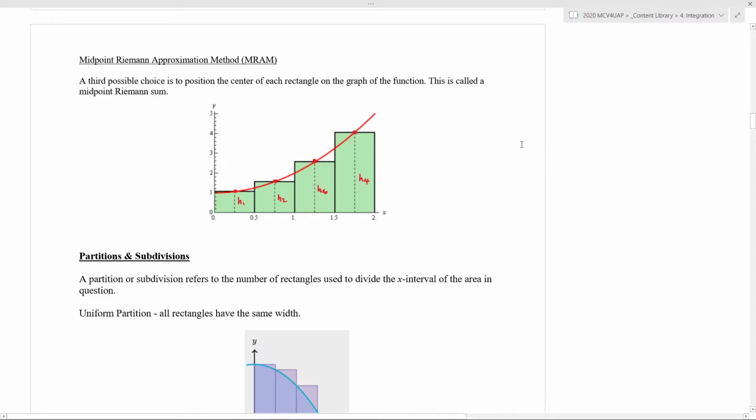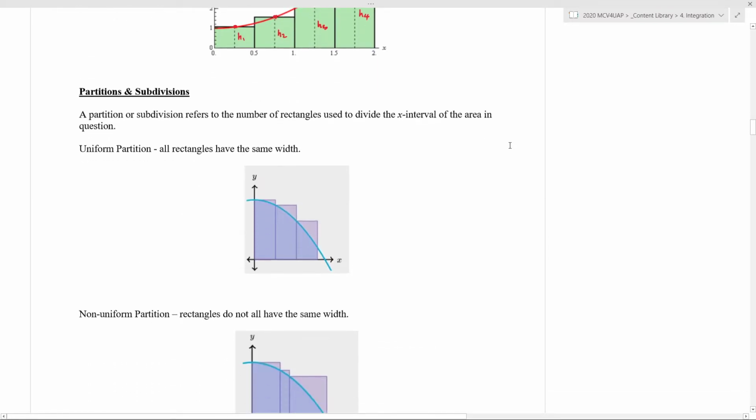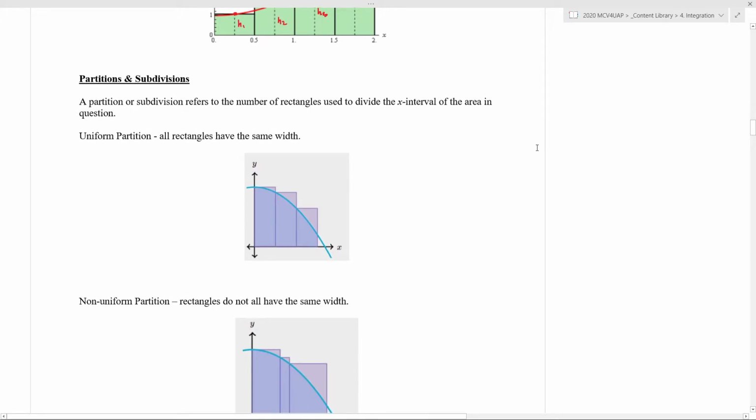So those are the 3 methods, and I'm going to cover them in detail with some examples. But before we do that, I just want to talk about what it means when we say partition or subdivision. Partition or subdivision just refers to the number of rectangles used to divide up that x interval. So from here to there, we've partitioned that into 3 equal subintervals. Partition just means to split it up. Okay? So we're really just referring to the number of rectangles.